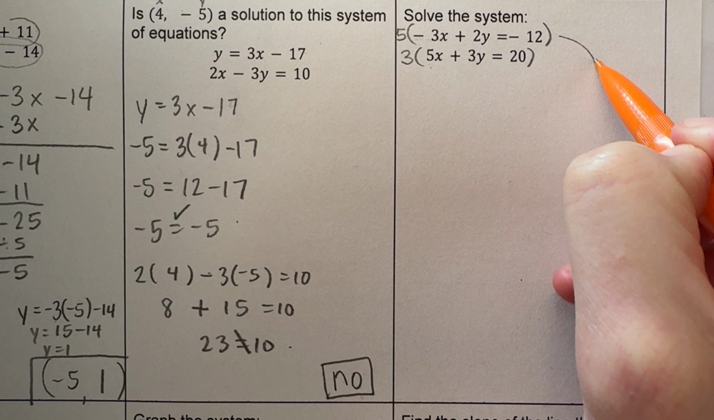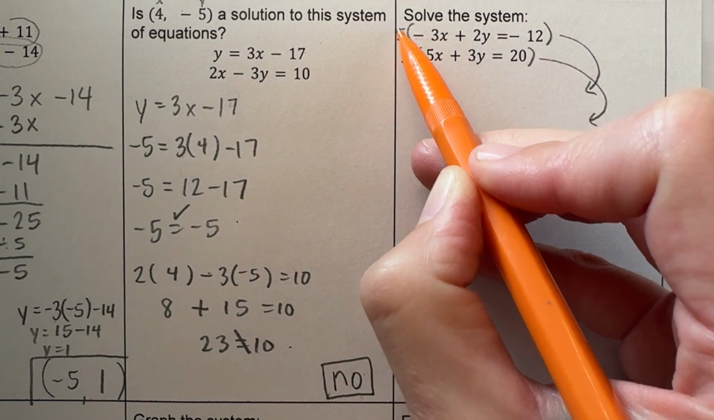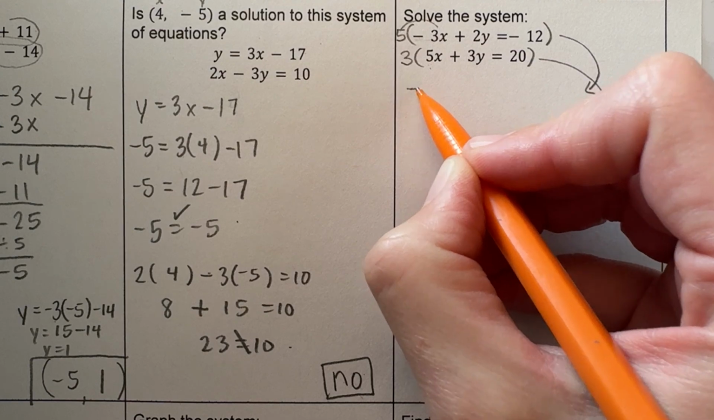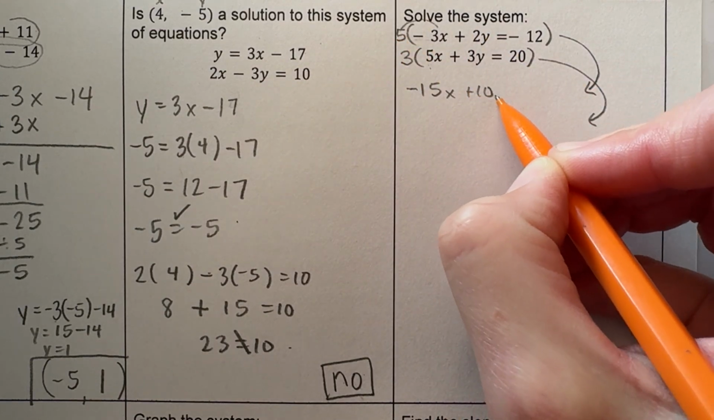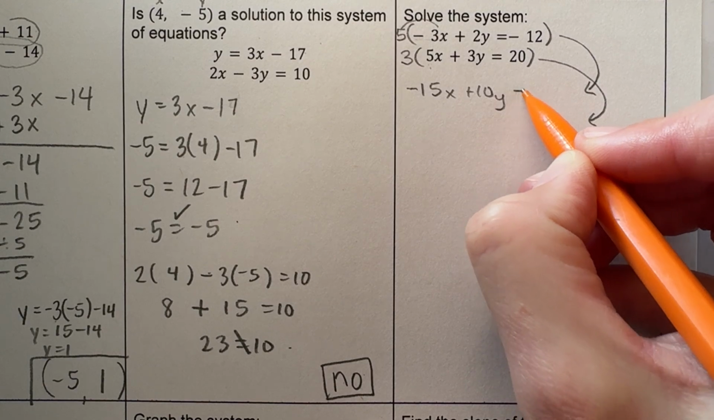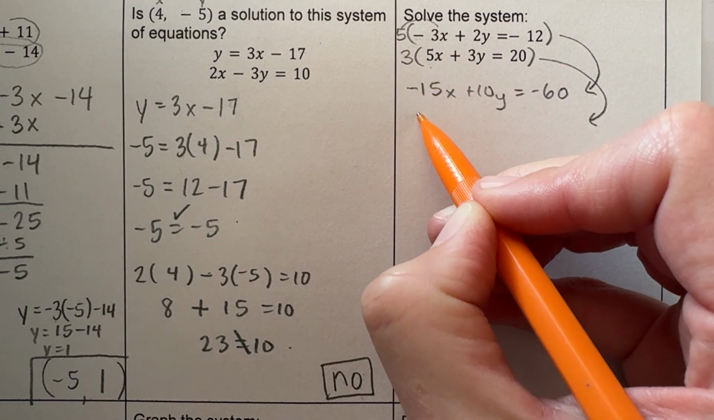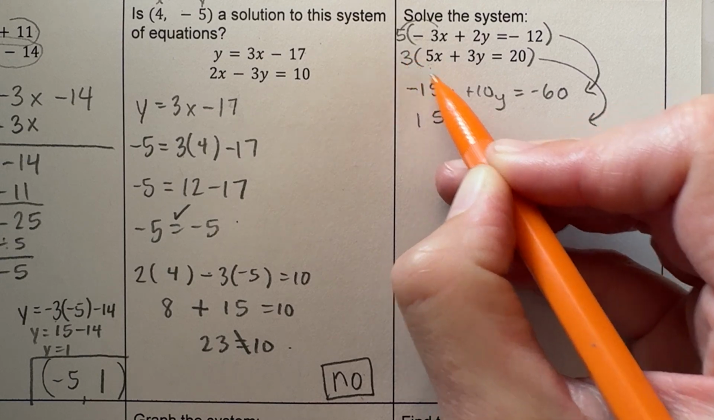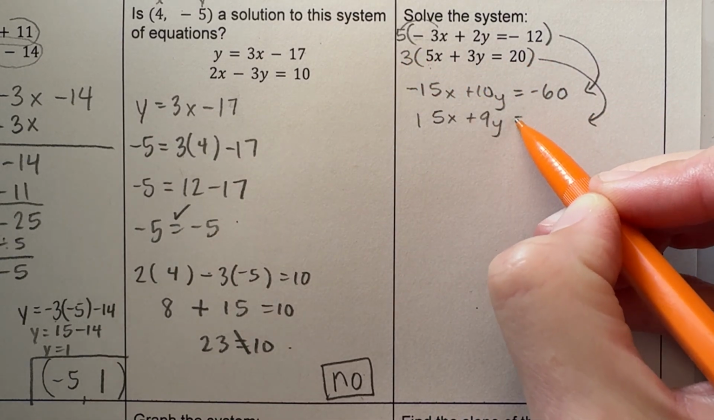Okay, so I'm going to do this multiplication and write it right here, and I'm going to do this multiplication and write it right down below. So 5 times negative 3, that's negative 15x. 5 times 2, that's 10y. 5 times negative 12, that's negative 60. Then right here, 3 times 5, 15x. 3 times 3, that's 9y. 3 times 20, that's 60.